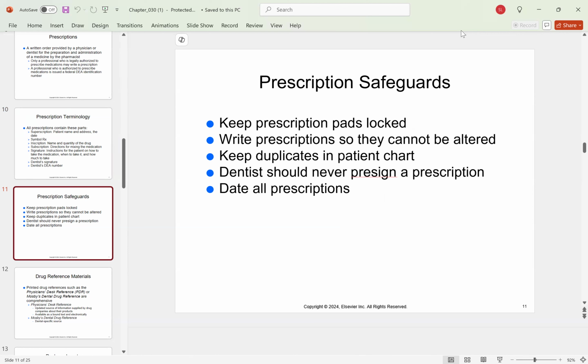We do have some safeguards with prescriptions in the office. If they are on a pad, keep them locked in a drawer somewhere that only probably the office manager and the dentist have access to. Write the prescriptions so they can't be altered. Keep duplicates in the patient's chart. The dentist should never pre-sign any prescriptions, and we want to make sure that we're dating all of our prescriptions.